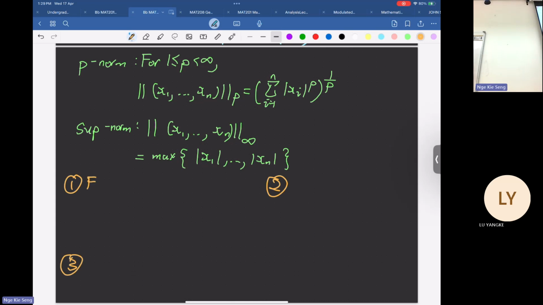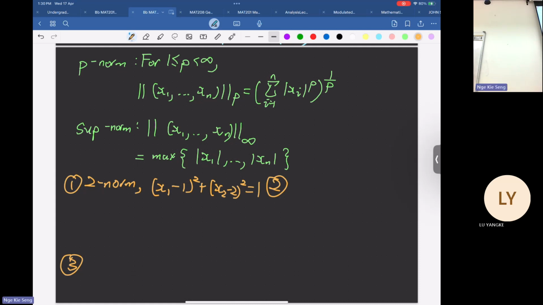So first is the Euclidean one, the 2 norm. What's the 2 norm here? What's the equation you need to satisfy here? (x1 - 1)^2 + (x2 - 2)^2 equals 1.